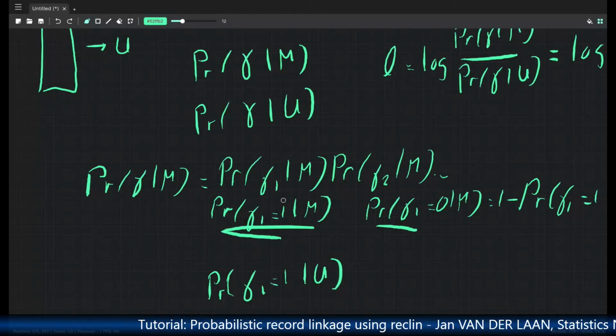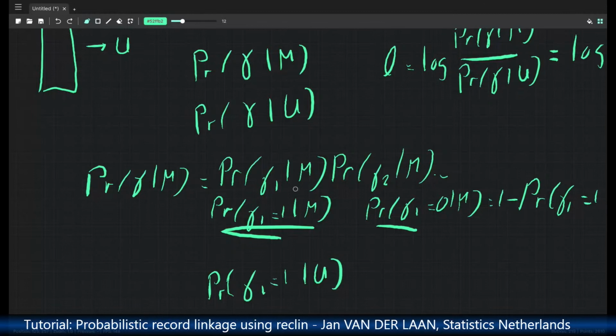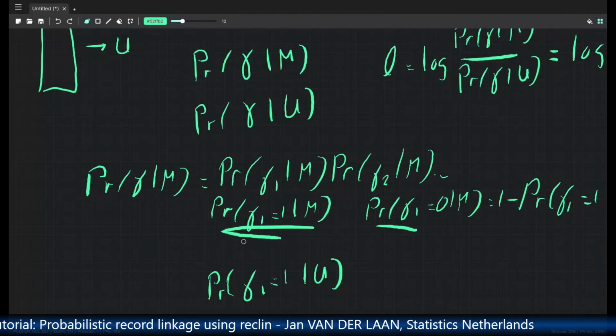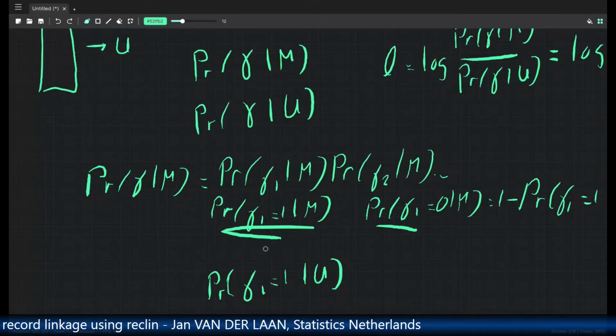One reason why they wouldn't agree is that there's an error. So these M probabilities are largely determined by the amount of errors in the variable. A variable with a very large number of errors will have a lower M probability, while a variable that hardly contains any errors will have a really high M probability, because as soon as the two records belong to the same person and the records don't contain errors, the variable should be the same in both data sets. So the M probabilities model the errors in the data set.